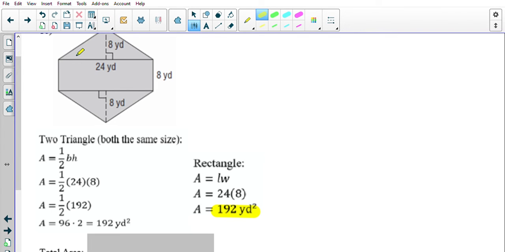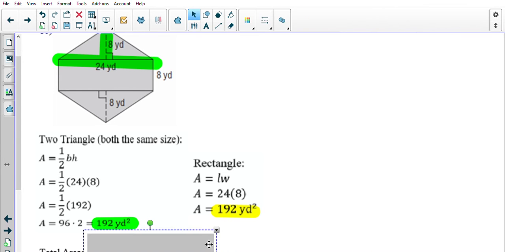So the formula for the area of one triangle is half times base times height. The base and height are going to be 24 and 8. So we do half times 24 times 8, which is going to get us 96 for each triangle. But we have two of them. So we're going to take 96 times 2 to get 192 yards squared for the two triangles together.